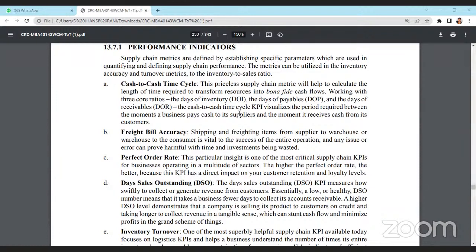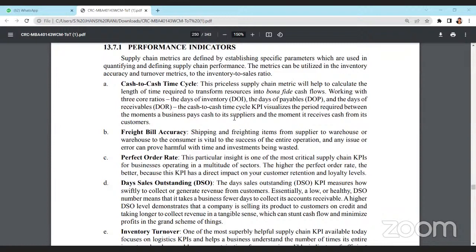The three ratios will help us to know the cash to cash time cycle, which has been taken to calculate the KPI, which will visualize the period required between the moment a business pays cash to its suppliers.